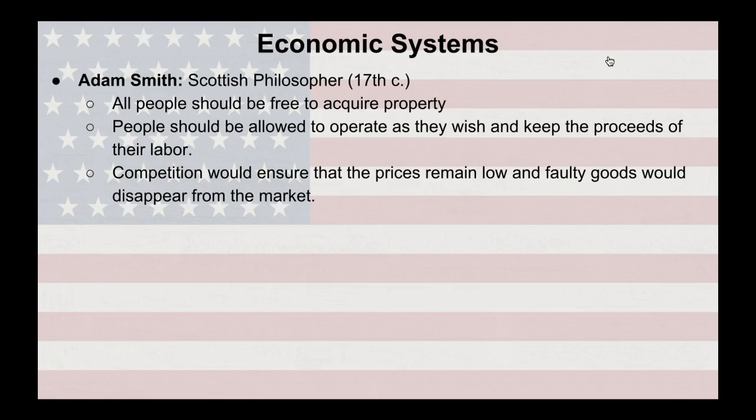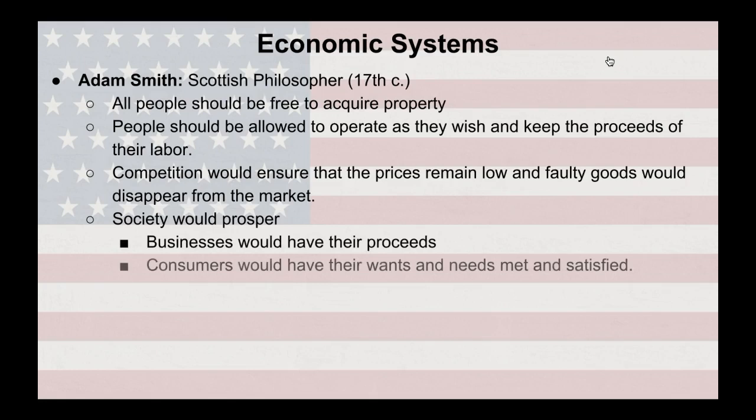And if I have faulty goods, people are going to stop buying those, and they'll disappear from the markets and leave room for other competition to come in and start making that good as well. And so Adam Smith said that society would prosper. He said that businesses would have their proceeds and consumers would have their needs satisfied by the markets, by the competition that occurs, the low goods and the well-made goods.